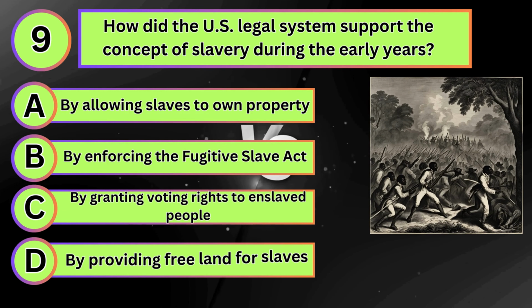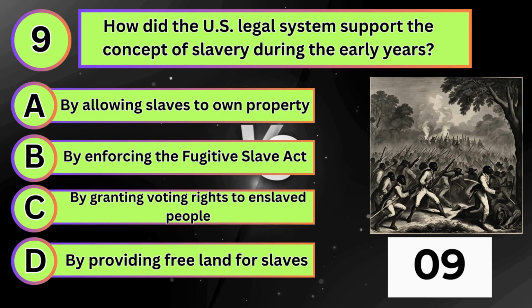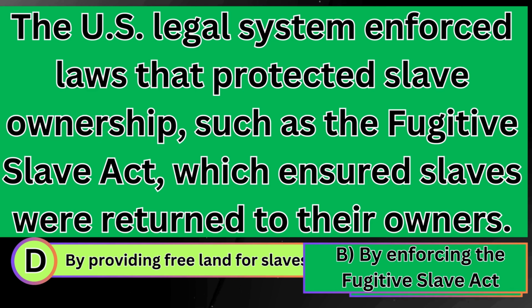How did the U.S. legal system support the concept of slavery during the early years? B. By enforcing the Fugitive Slave Act. The U.S. legal system enforced laws that protected slave ownership, such as the Fugitive Slave Act, which ensured slaves were returned to their owners.